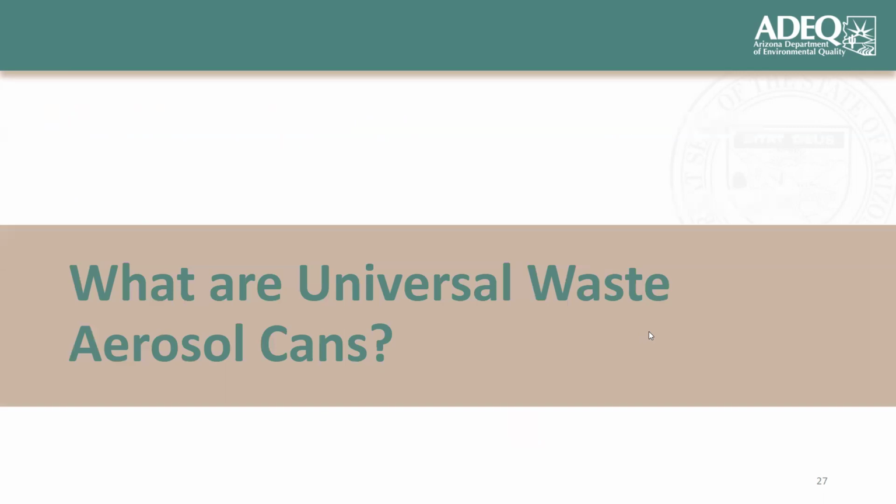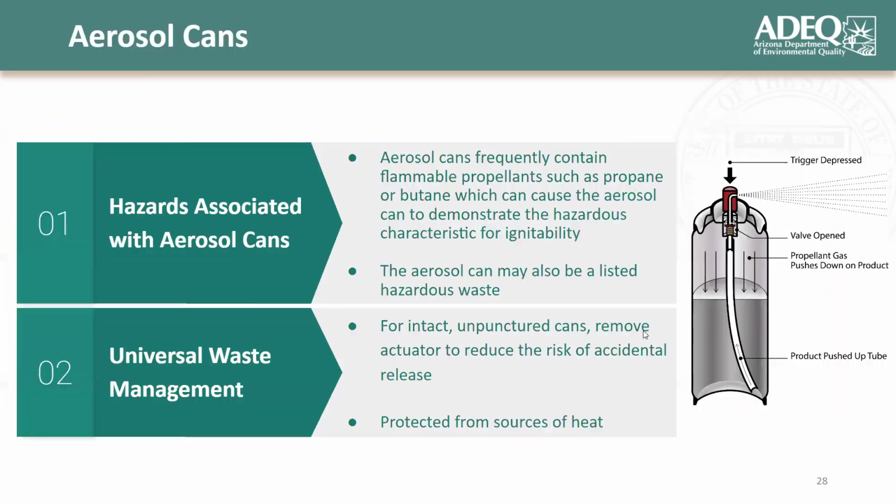And for the fifth type of universal waste, aerosol cans. An aerosol can is a non-refillable container that holds a gas under pressure to expel liquid, paste, or powder. These can be found at a variety of facilities. The hazard associated with aerosol cans is the flammable propellant, which can demonstrate the hazardous characteristic for ignitability. In addition to ignitability, this may contain listed hazardous waste, such as some brake cleaner that contains PCE, known as D039.